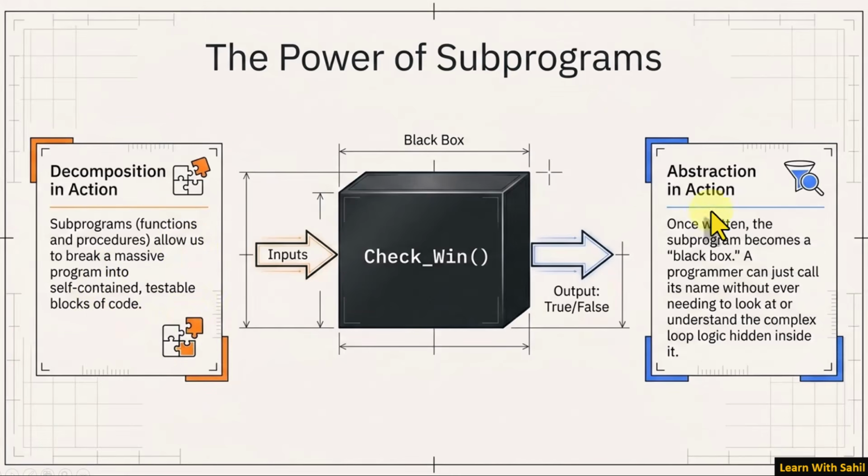of code. And how does it do abstraction? Once the code is written, the subprogram becomes like a black box. A programmer can just call its name without ever needing to look at or understand the complex logic hidden inside it. There are many predefined subprograms written in any language for many complicated actions. As a programmer you simply call the function, and how it does that action is completely hidden from us. And when you create subprograms, you do exactly the same thing.